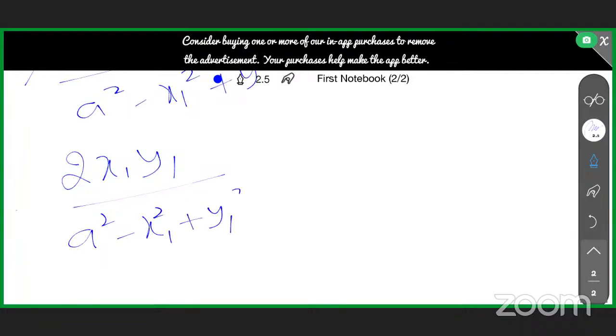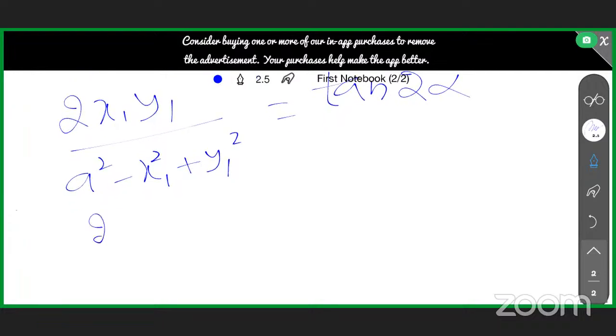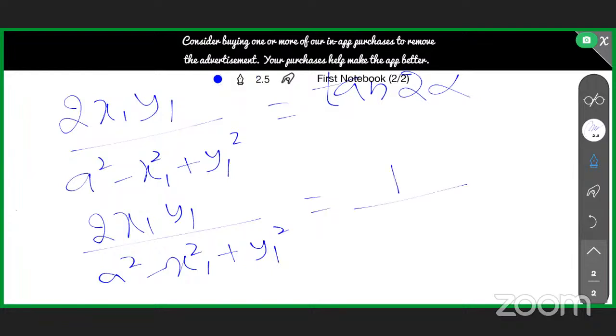plus y1 square is equal to 2 tan alpha, sorry, tan 2 alpha. I am writing this tan 2 alpha in the form of cot. So what happens is 2x1 y1 by a square minus x1 square plus y1 square is equal to 1 by cot 2 alpha. You understand this one?